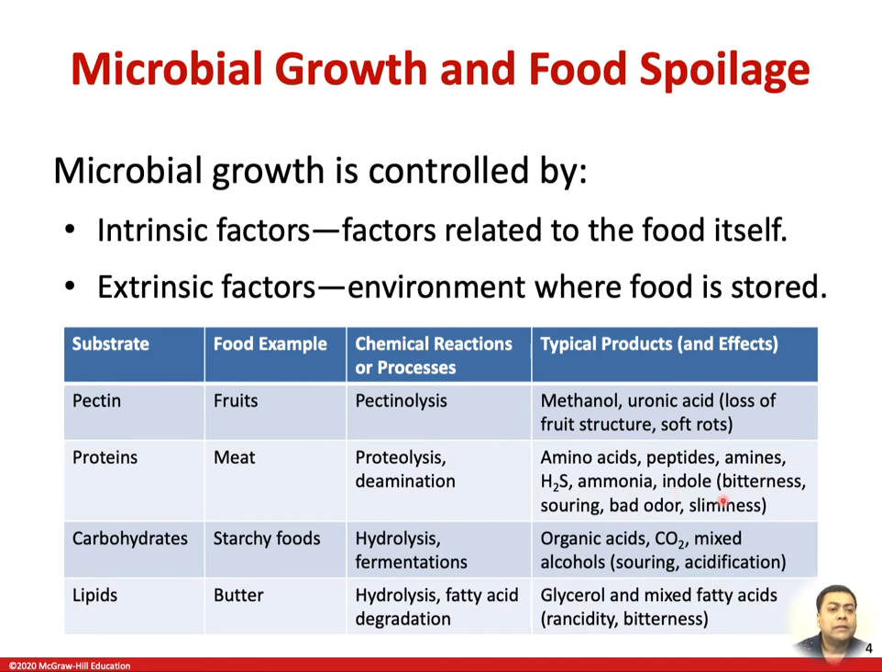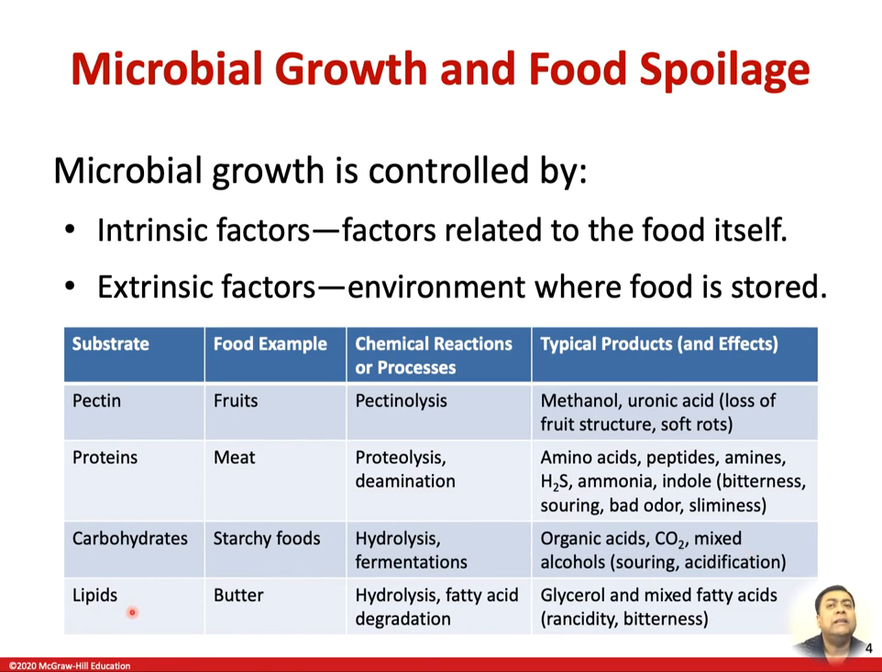On the other hand, carbohydrates or starchy foods undergo hydrolysis or fermentation. This hydrolysis or fermentation leads to the production of organic acids, which means the pH will drop, and production of carbon dioxide, and also a mixture of alcohols. And these lead to souring and acidification of the material.